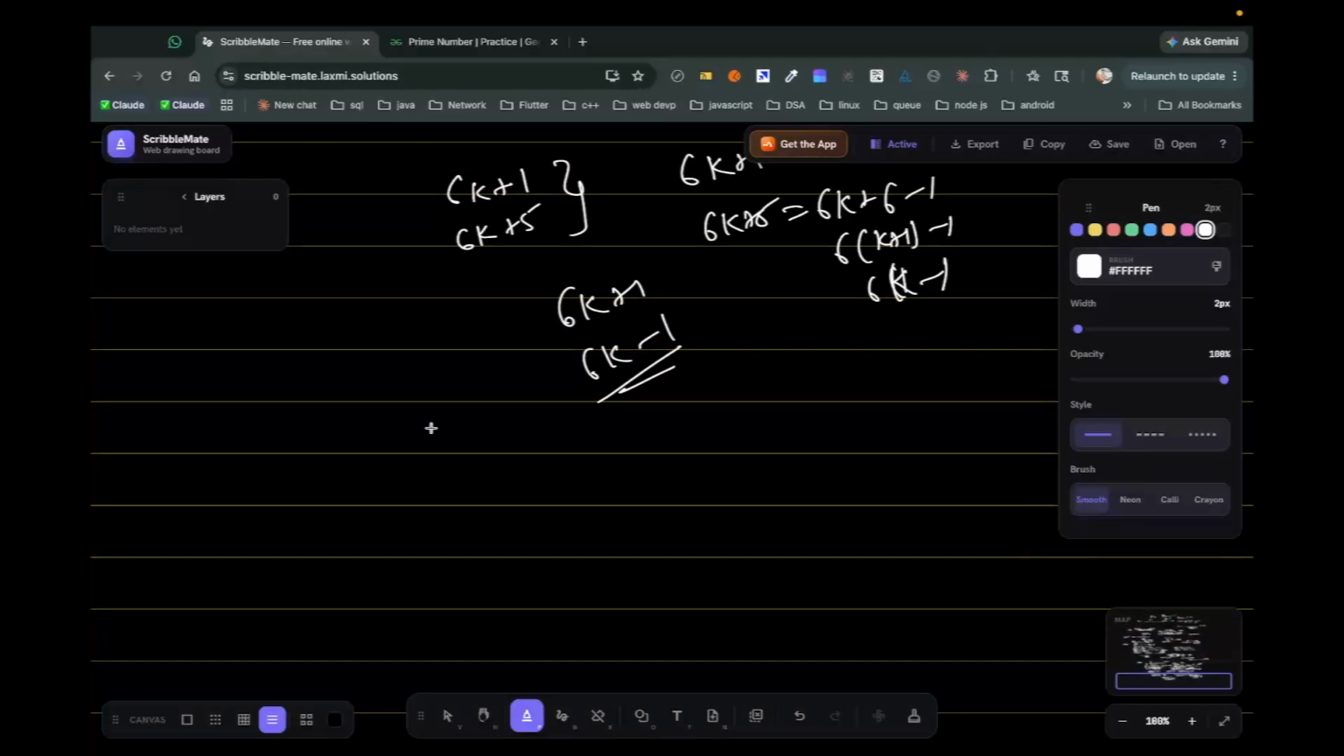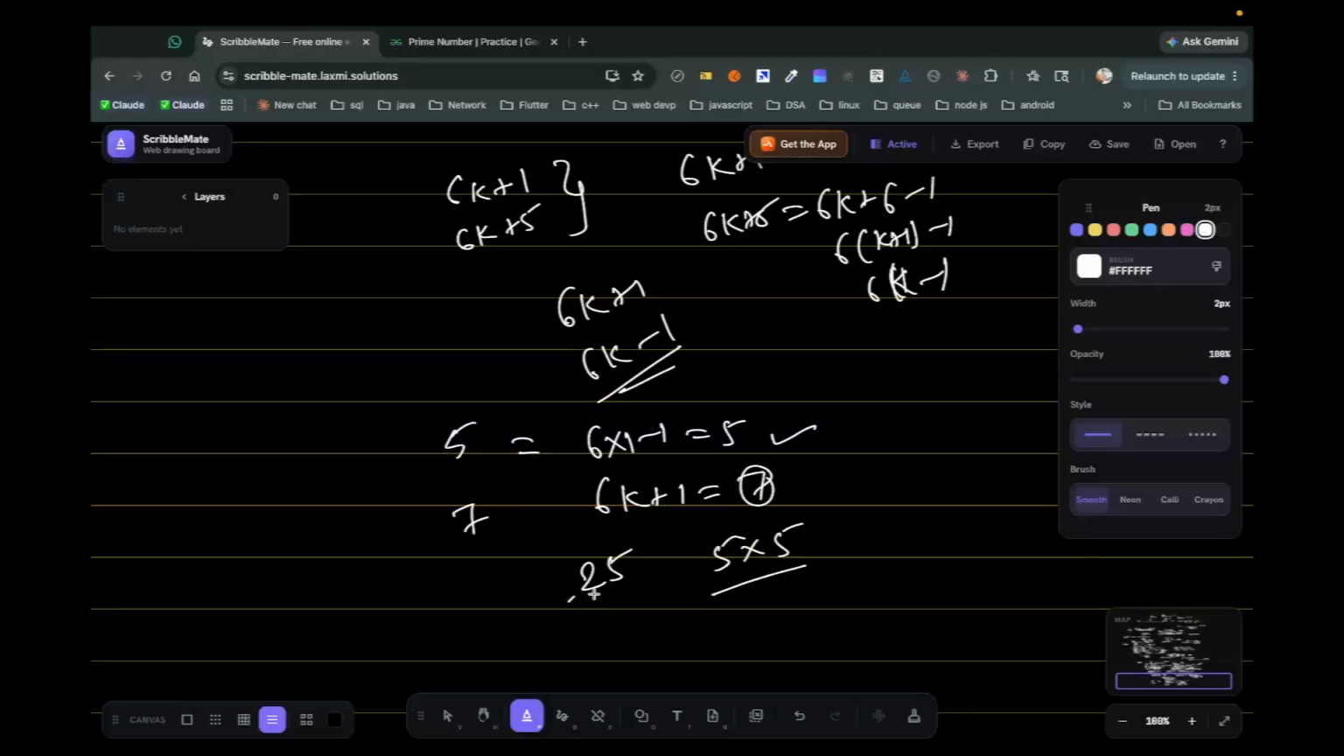Now you might say 6k plus 1 or 6k minus 1 may be the terms that are prime numbers. Because 5 is 6k minus 1, where k is 1, that gives 5. Yes, it is prime. Let's say 7, that is 6k plus 1, k is 1, it will give 7. But 25 is 5 multiplied by 5. It is not a prime number, right?